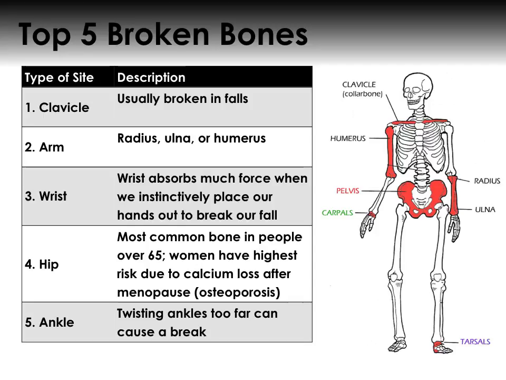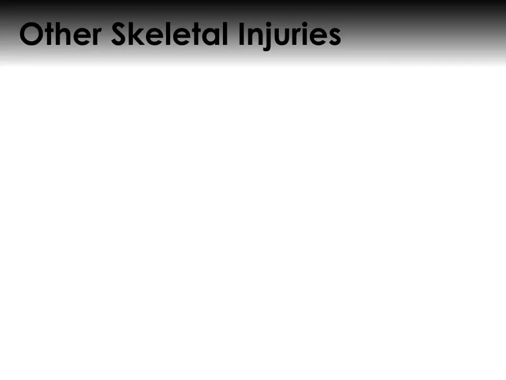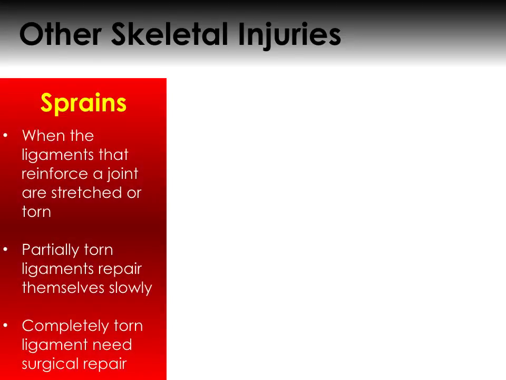Women actually have the highest risk due to calcium loss after menopause. And finally, the ankle bone, which is typically broken because the ankles are twisted too far. Other types of skeletal injuries are sprains. Sprains occur when ligaments that reinforce the joint are stretched or torn. Partially torn ligaments repair themselves very slowly, and this is why sometimes sprains can cause a lot more problems than a break.